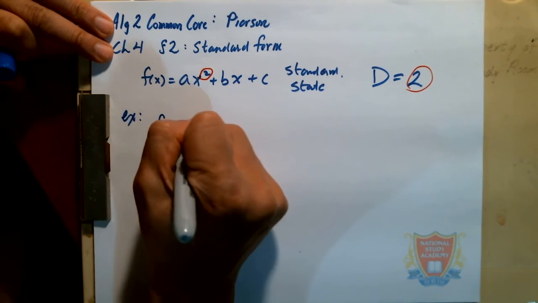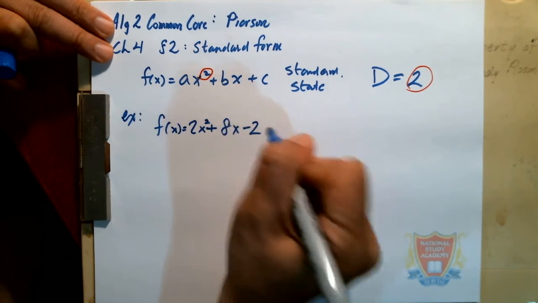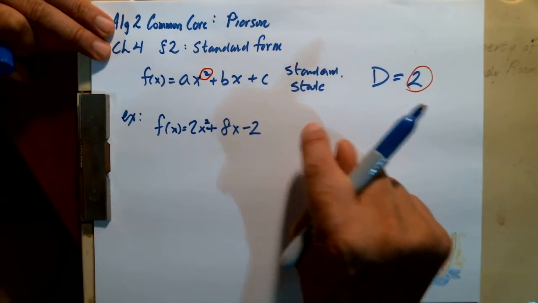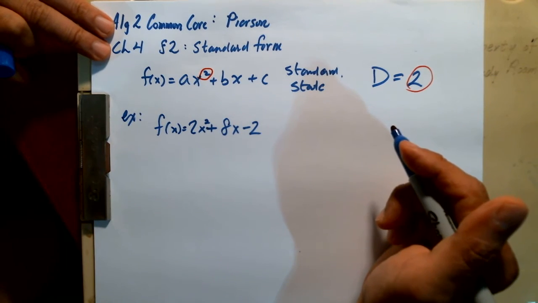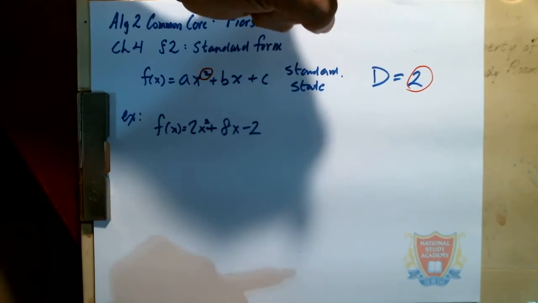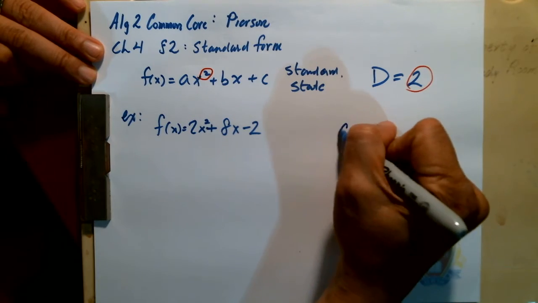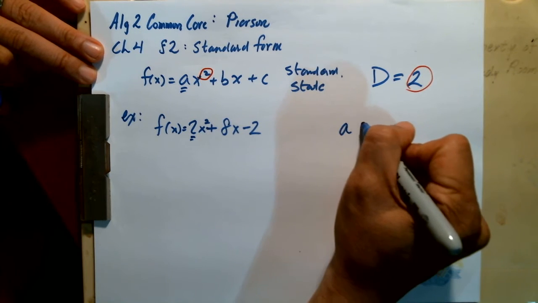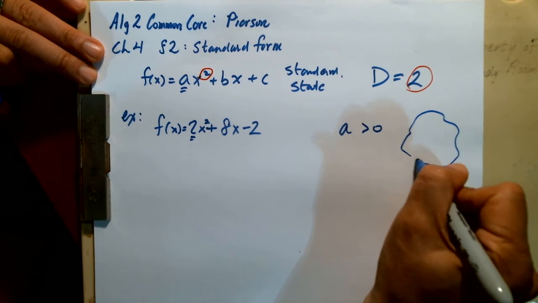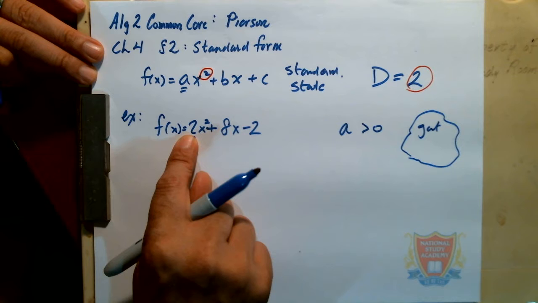The function looks something like this, equals 2x squared plus 8x minus 2. We don't know what's transforming from the x direction or the y direction. How much, is it a vertical stretch? Is it upside down, right side up? We do know one thing. The only thing that we know is our a value, which happens to be greater than 0. What does our gut say when a is greater than 0? Meaning it's positive, right? We talked about it in section 1 last time.